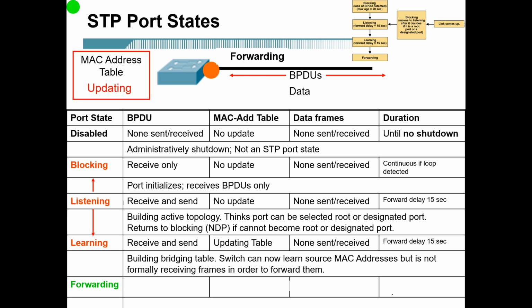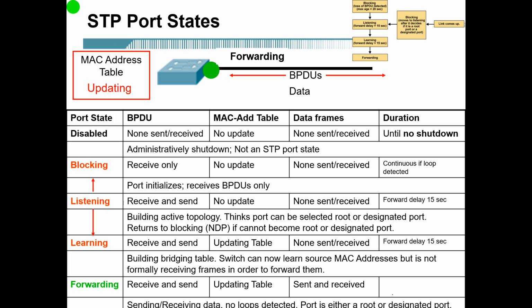Last state is our forwarding state. It will send and receive data if no loops are detected. The port is either a root or designated port. It will send and receive BPDUs. It will update our MAC address table. It will send and receive data frames. And it will be continuous if there are no loops detected.